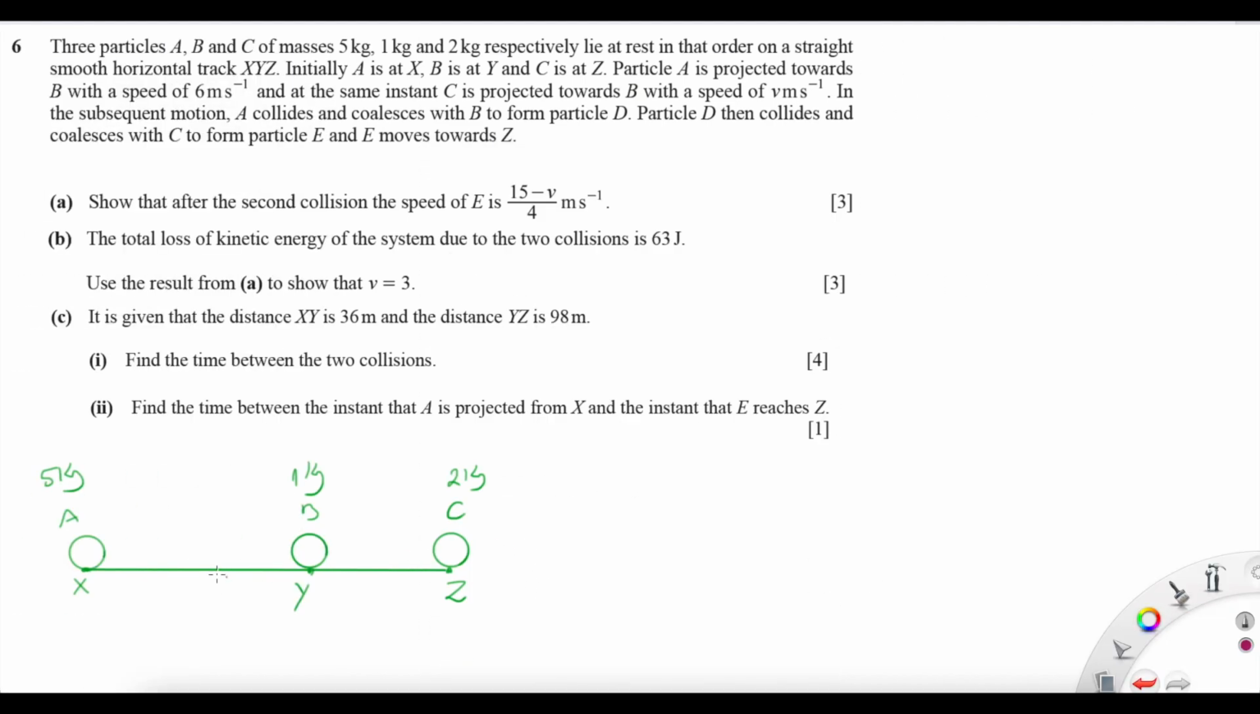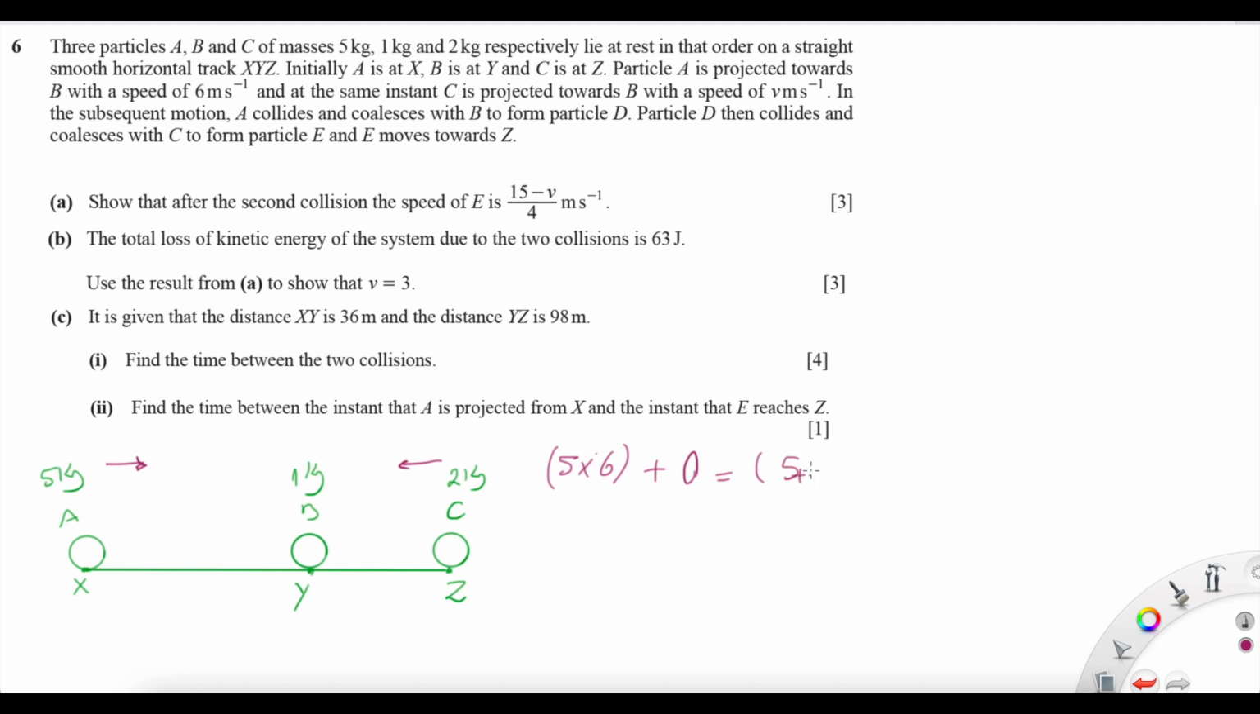Okay. For the first part, actually A is projected towards B and C is projected towards B as well. So the mass of A is 5 kg and the speed is 6. So 5 times 6 is the momentum of particle A, plus B is at rest, so 0. Then they collide and coalesce to form a particle D. So the total mass of the particle D will be 5 plus 1, the mass of A plus B together.